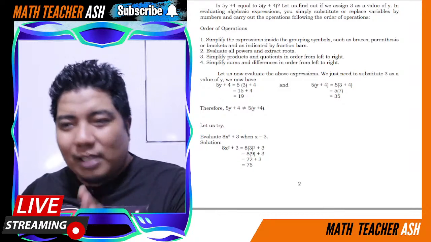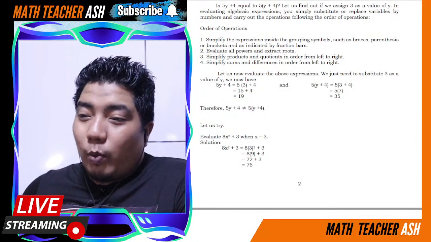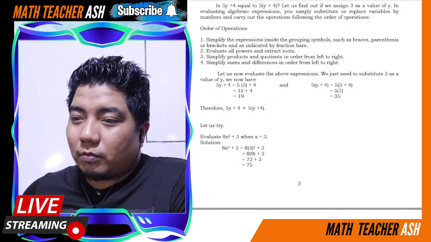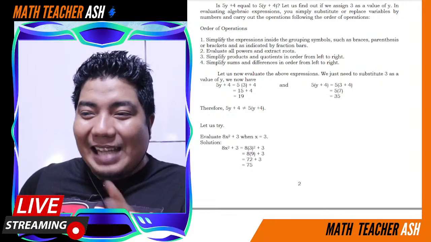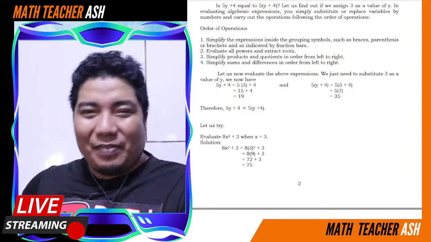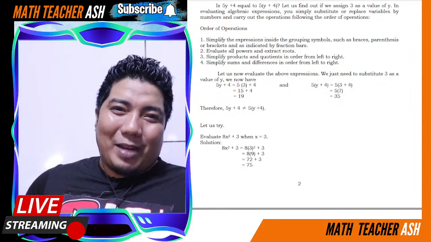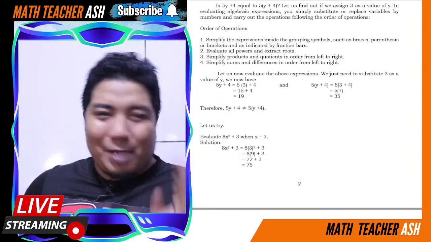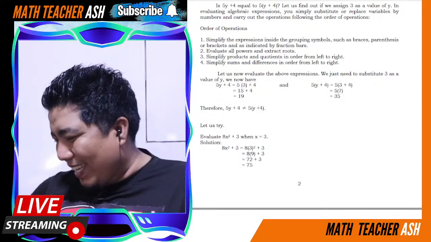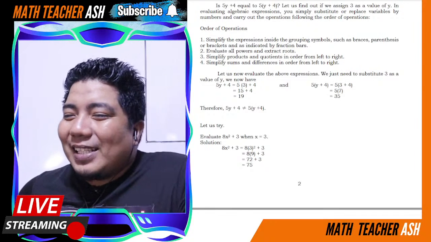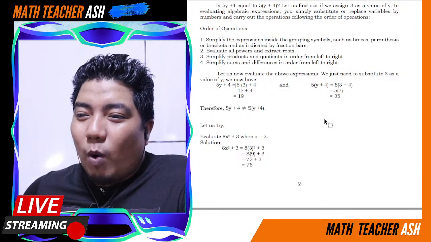Okay, so now let's consider this example. We have here, let us now evaluate the expression. Ay, sorry, nakalimutan ko. After kay multiply at kay divide, next naman doon is si sum at saka si difference. Meaning, si plus at saka si minus. Regardless pa rin kung ano yung operation, plus ang nauna or minus ang nauna, as long as you start from left to right. Okay. Alright. So now let us continue. We have here the given expression, 5y plus 4.